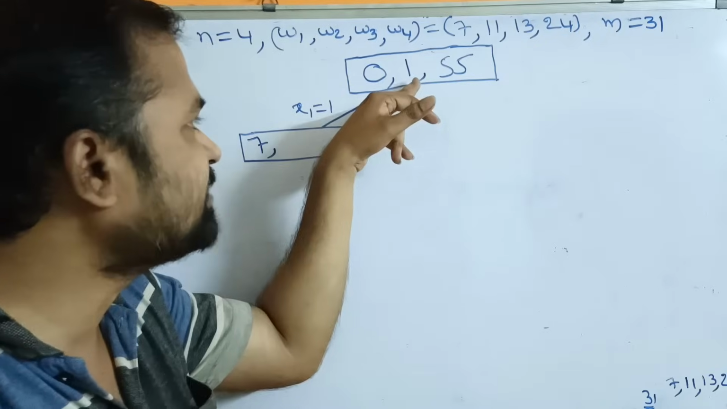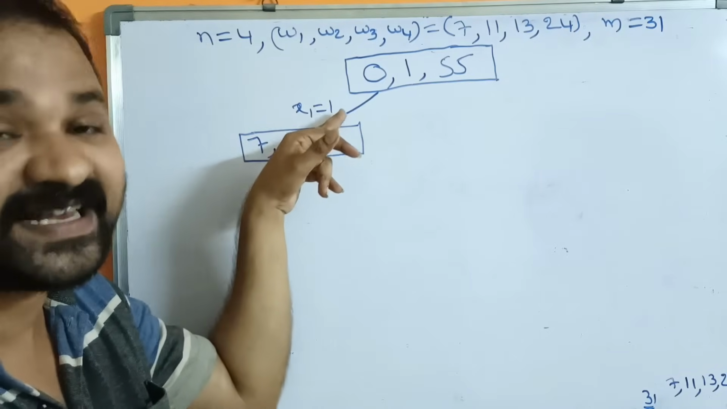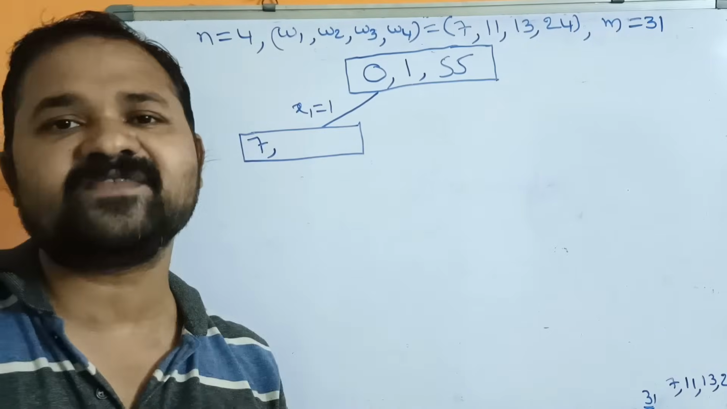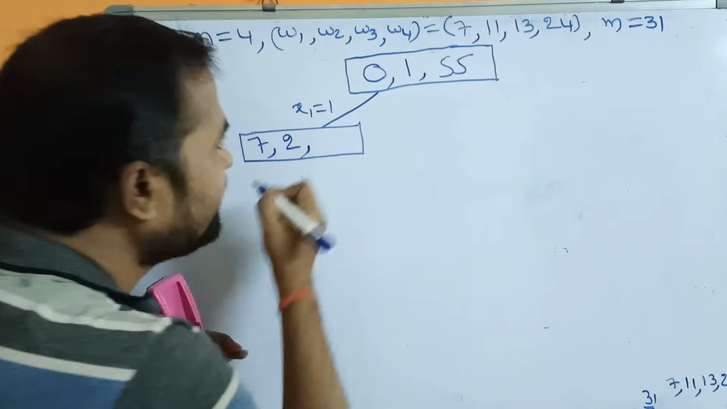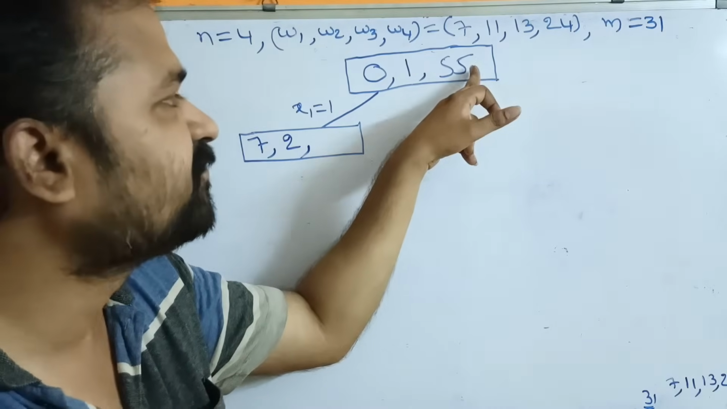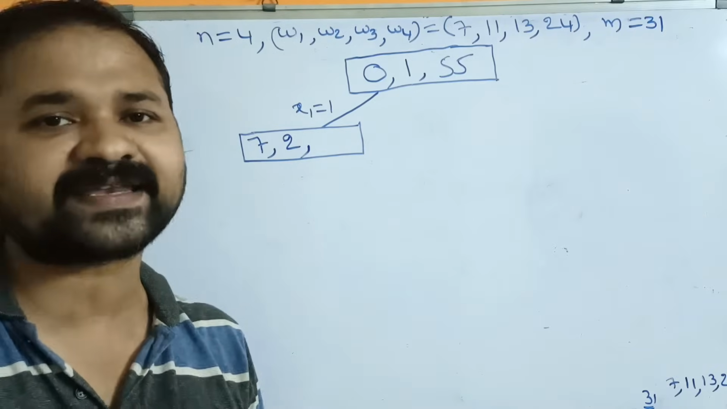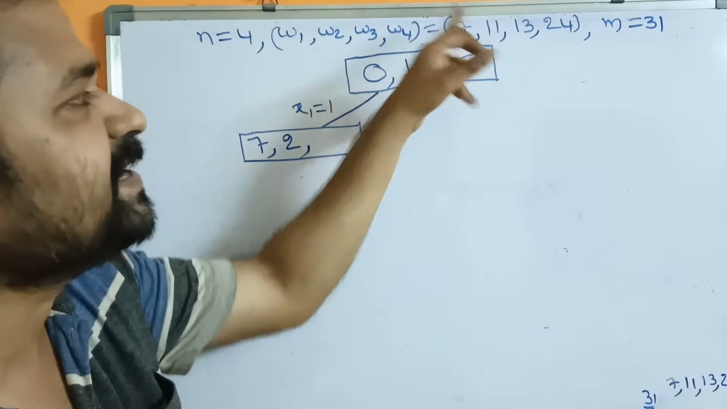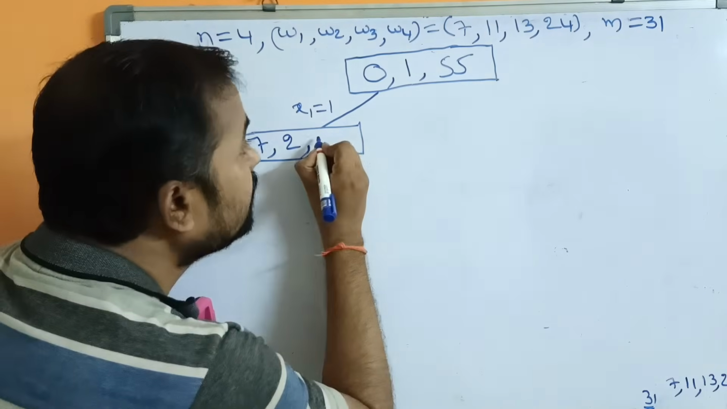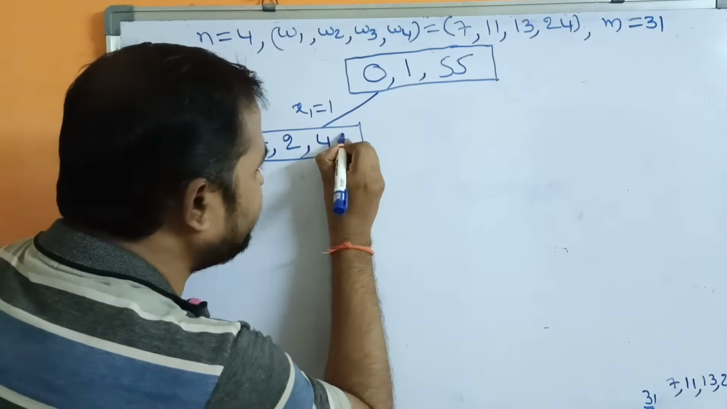So here, first we have considered the first object, so that's why we have written x1 is equal to 1. In the next level, we have to consider the second object, so we have to use 2. Next, what is the total sum of the objects? 55. So we have to subtract the x1 object weight from the 55. So 55 minus 7 means 48.